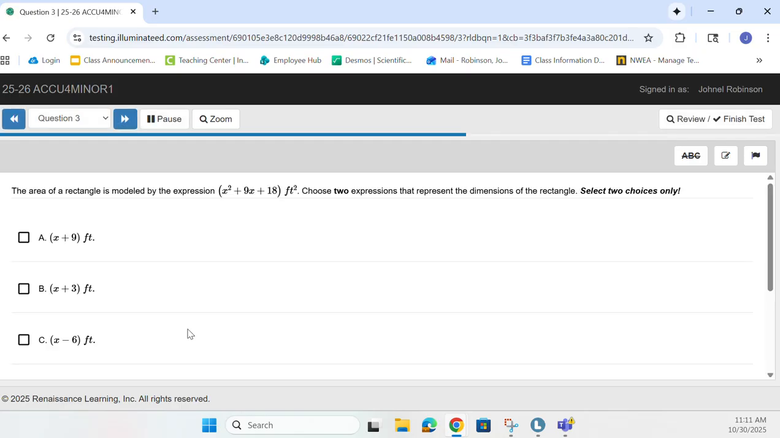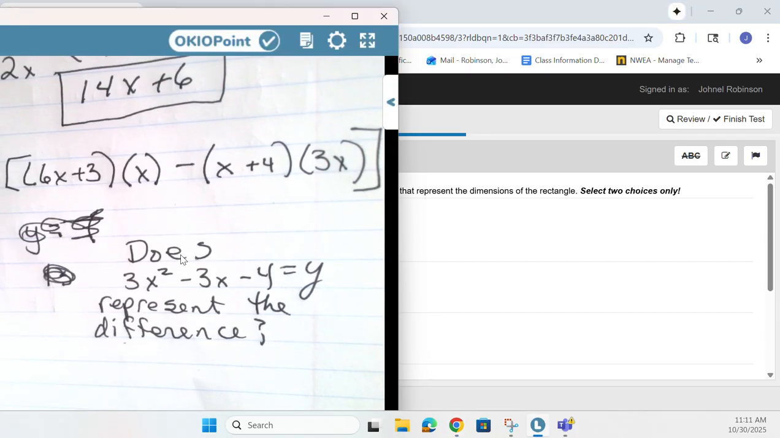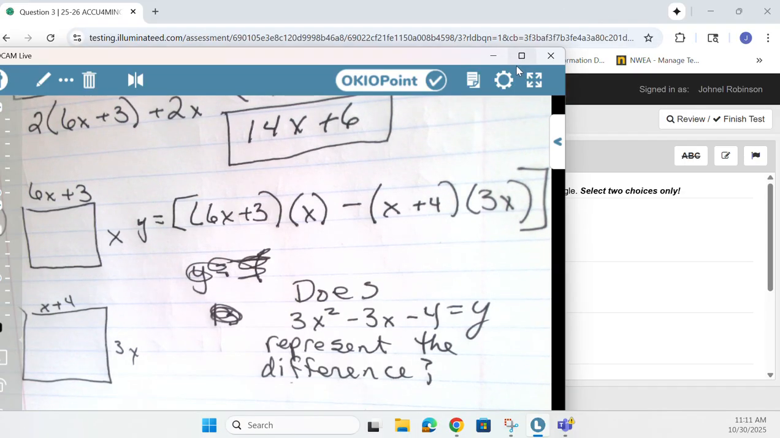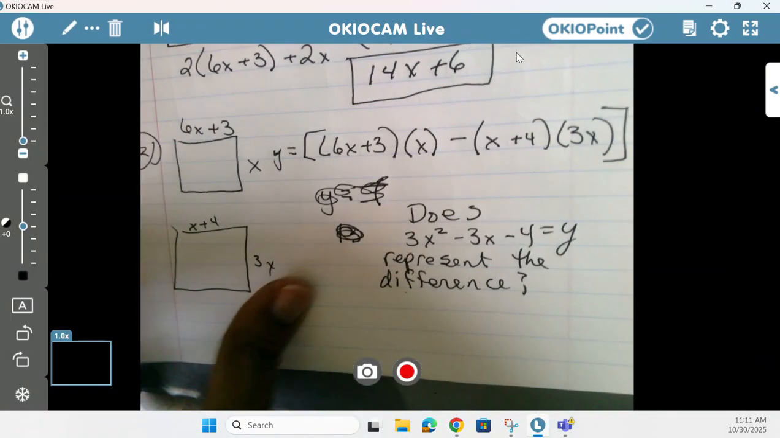Number 3. Alright. The area is modeled by this quadratic. Choose 2 expressions to represent the dimensions. Here's what we need for this question. Number 3.